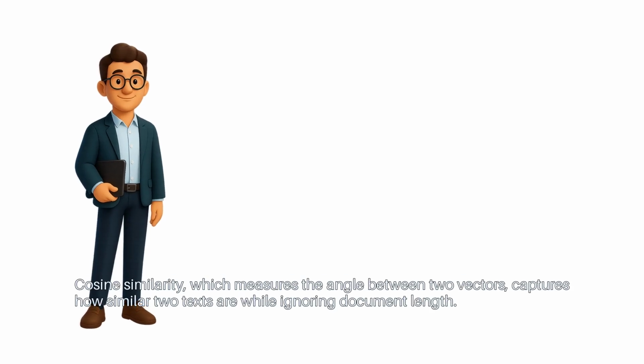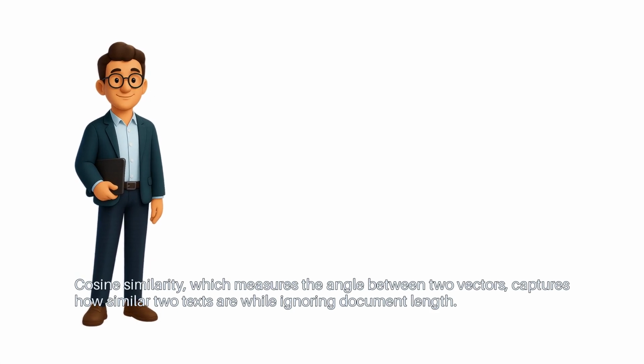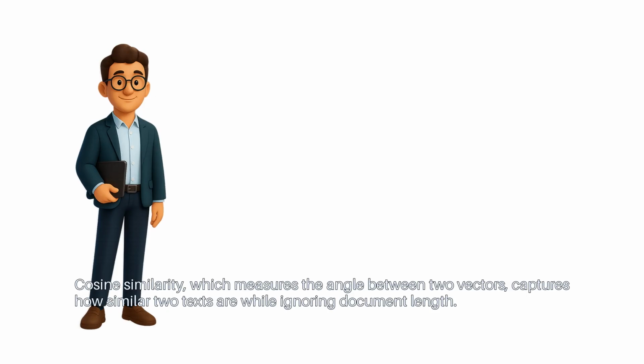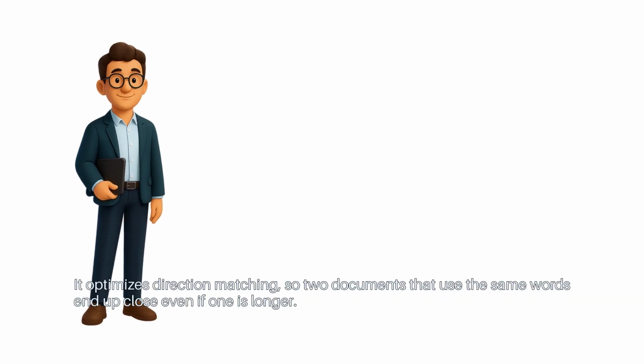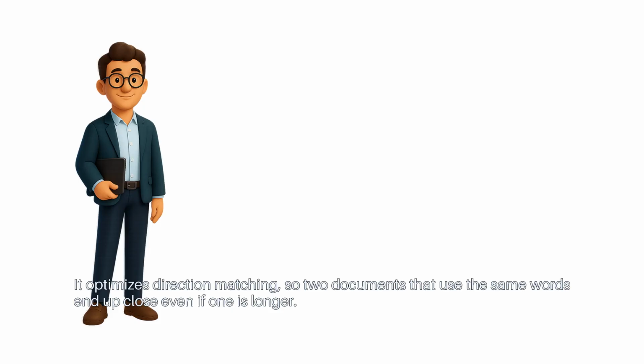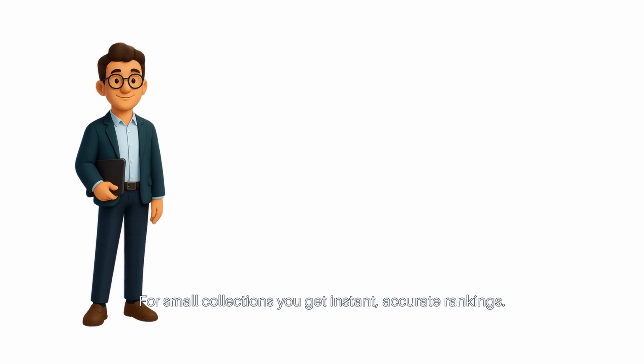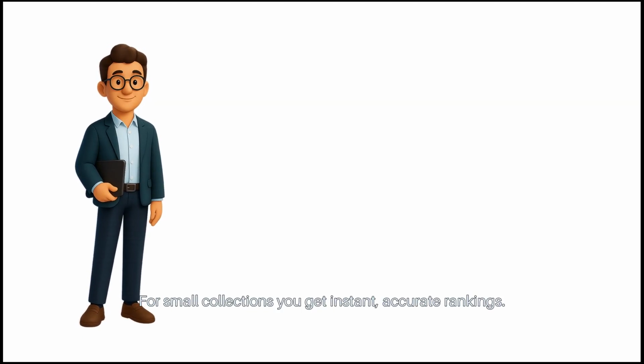Cosine similarity, which measures the angle between two vectors, captures how similar two texts are, while ignoring document length. It optimizes direction matching, so two documents that use the same words end up close even if one is longer. The trade-off is memory and time for dense vectors and exact comparison. For small collections, you get instant, accurate rankings.